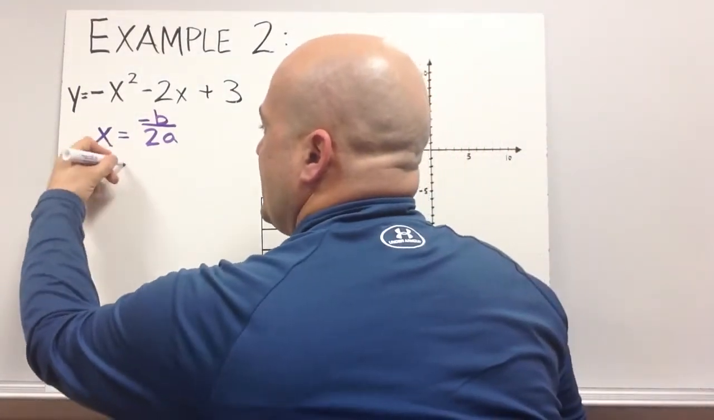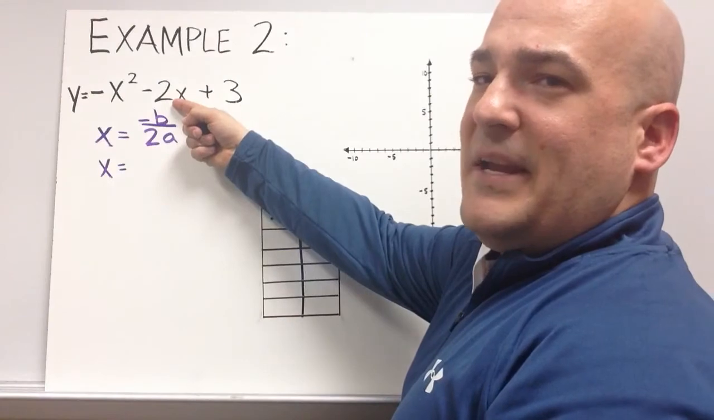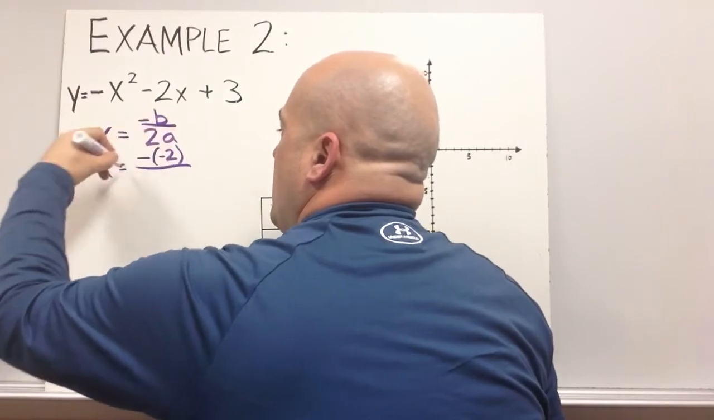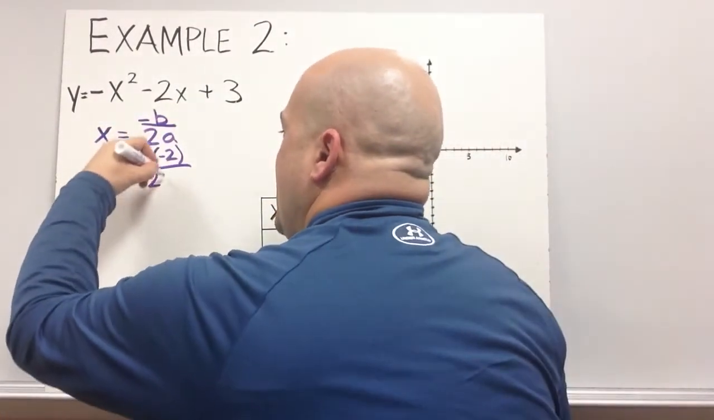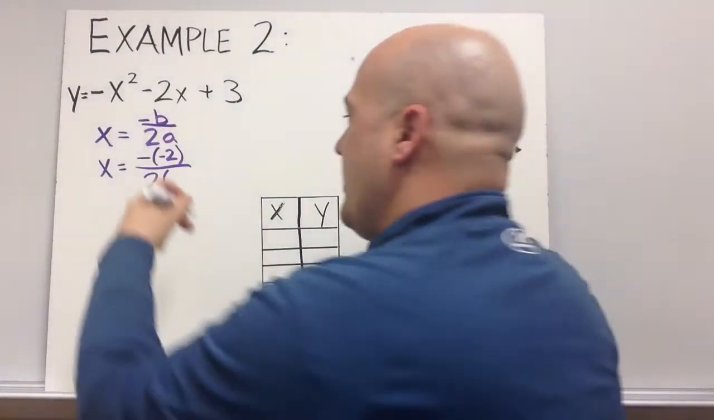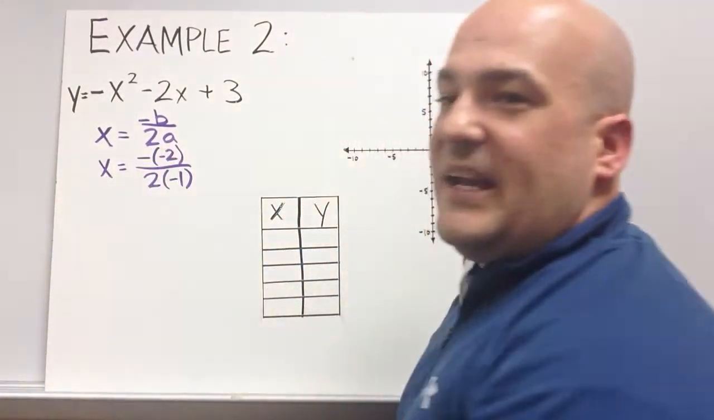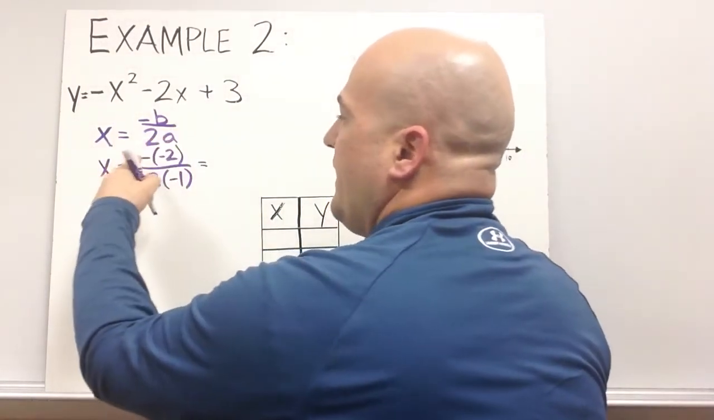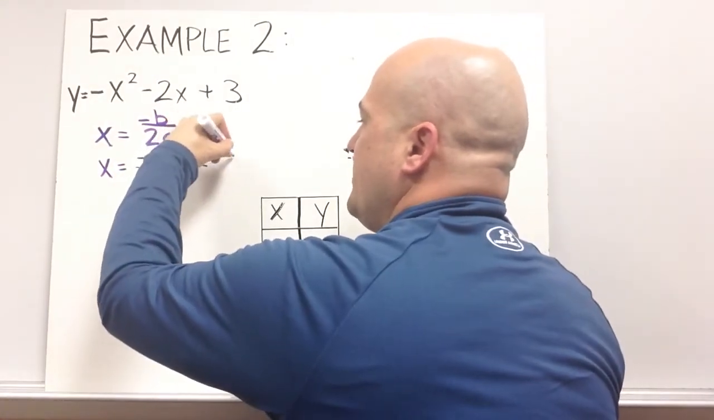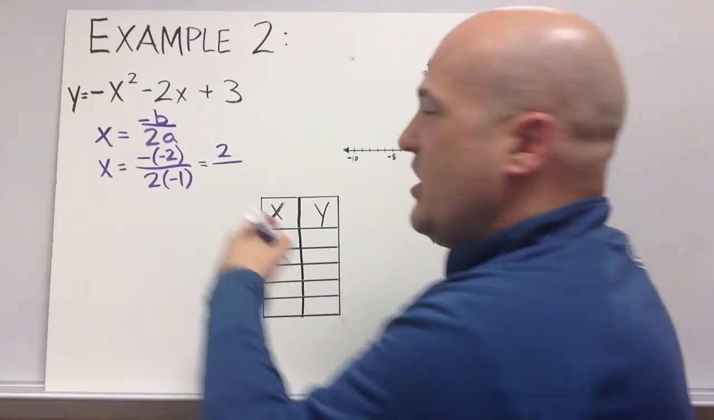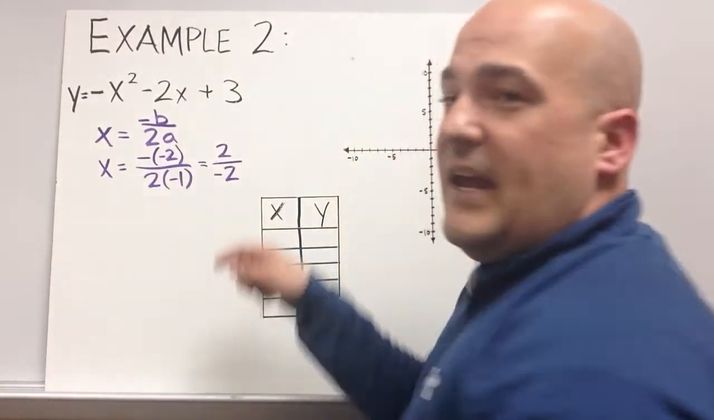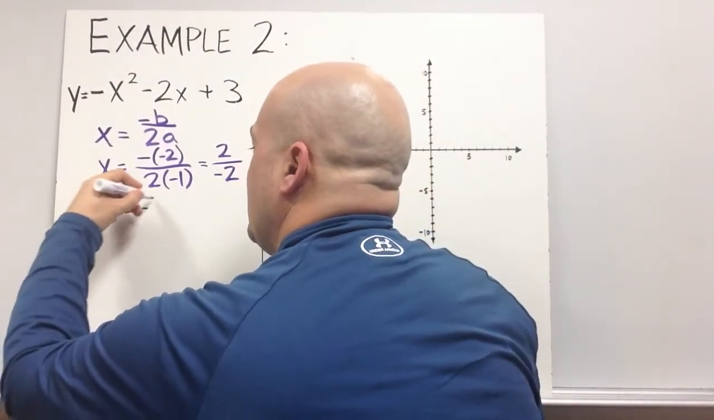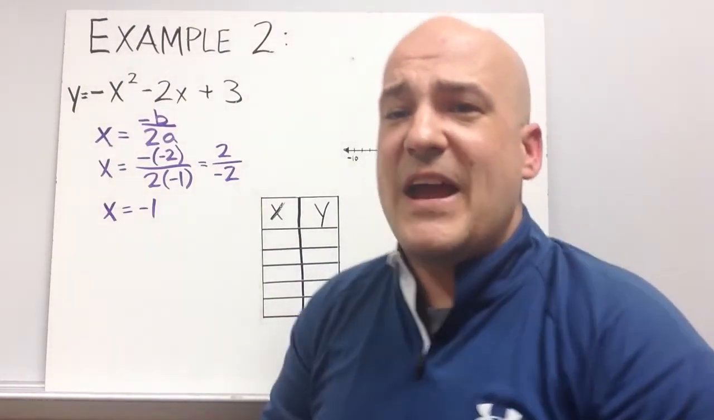When I do that, I get x equals the opposite of b. My b is -2. So I'm going to have the opposite of -2. And then all that over 2 times a. And in this case, my a is -1. Don't forget that negative. It's tricky. Alright? So now when I simplify this here, the opposite of -2 is +2. And 2 times -1 is -2. And then 2 divided by -2 is -1. X equals -1. Okay, so there's my x value, -1.